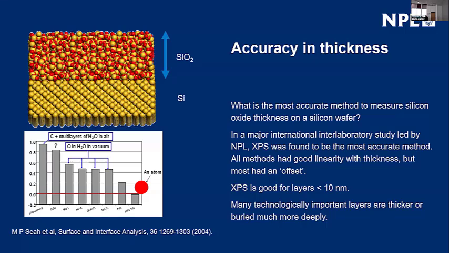All these other techniques, ellipsometry, TEM, Rutherford backscattering, and so on, can't measure the thicknesses accurately, by quite some way, up to a nanometer off. We recently reran this study, but with hafnium oxide, and once again, TEM was the worst thing to use.